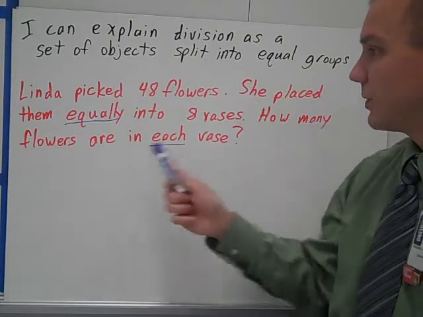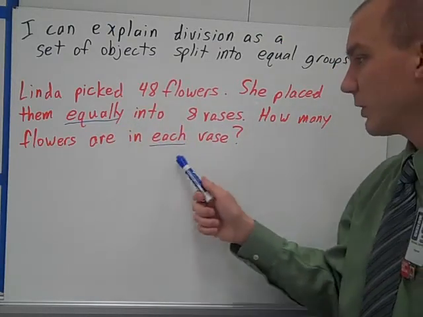Linda picked 48 flowers. She placed them equally into 8 vases. How many flowers are in each vase?